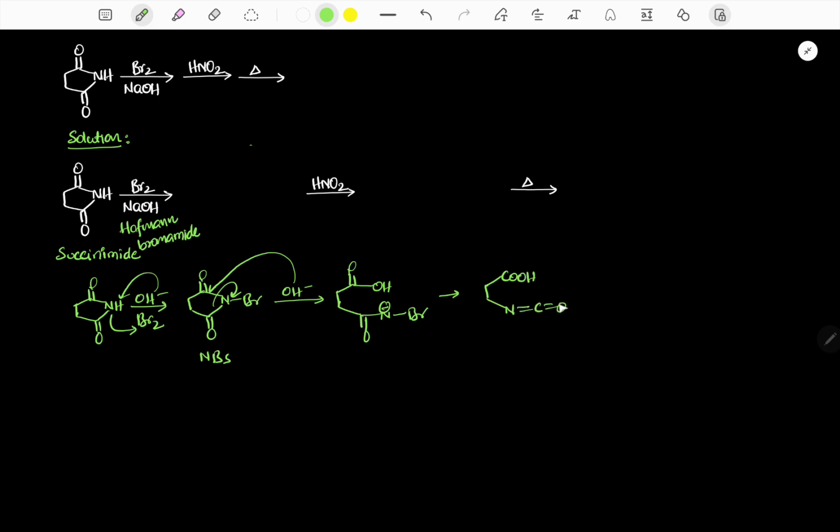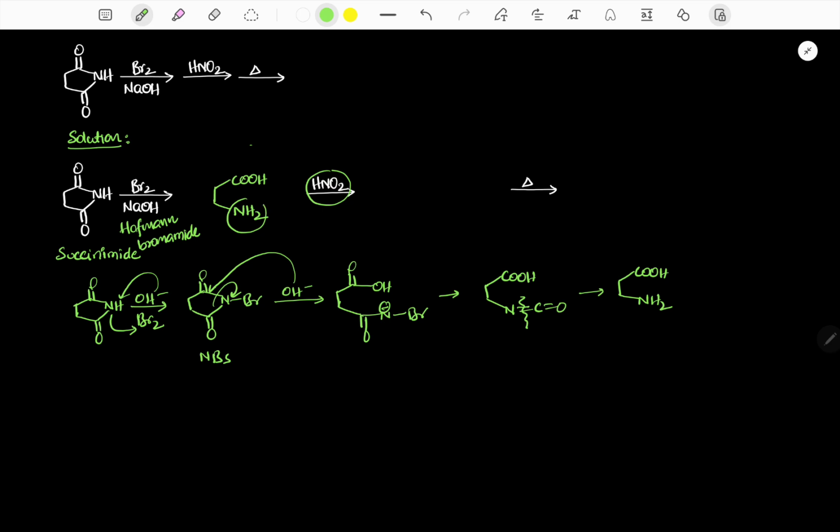Whenever we see CO-N minus Br, it immediately converts into isocyanate, NCO. Now this isocyanate undergoes hydrolysis. Finally we get the corresponding product like this. So this is the Hofmann bromamide reaction. Therefore here we are getting the corresponding compound like this. Now it is treated with HNO2.